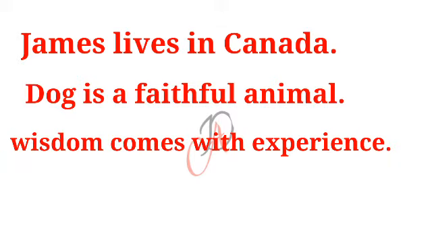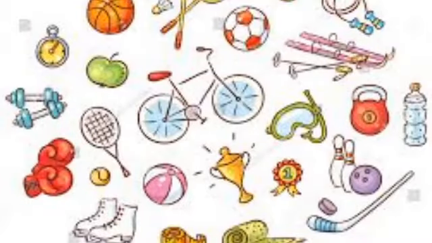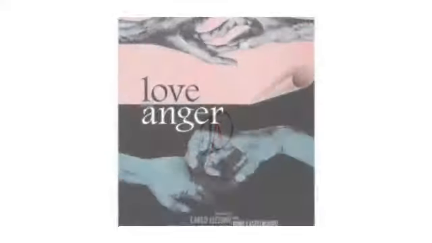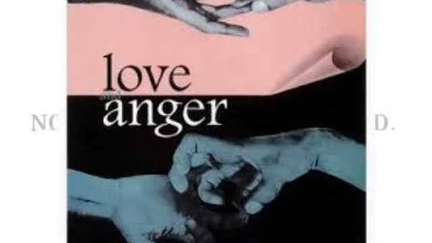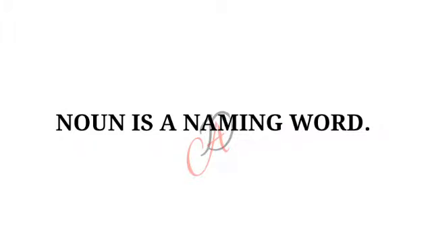Can you identify the nouns in the given examples? Yeah, in the first example, the nouns are James and Canada. James is the name of a person and Canada is the name of a place. In the second example, the noun is dog. And in the third example, the noun is wisdom. And a noun could be a thing like car, pen, or it could be a feeling like anger, love. In simple terms, a noun is a naming word.